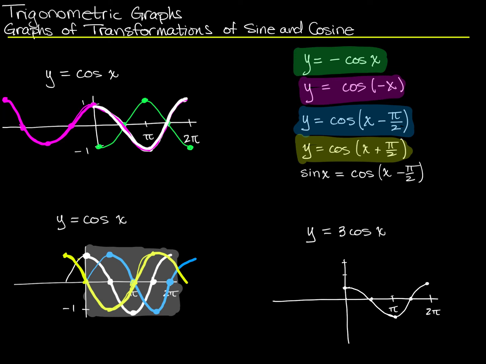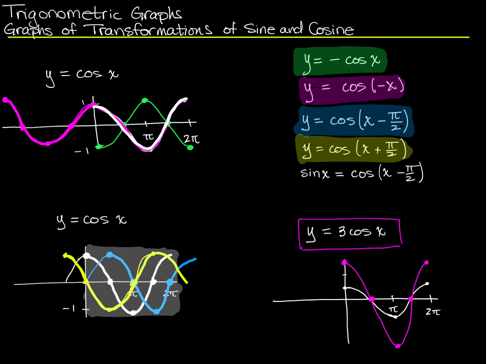Okay. Now, what 3 cosine x looks like. Let's see, what color should I use? I've used all my colors again, so I'm going to have to pick something. I'll go with pink. 3 cosine of x just triples all of my y values. So where I have a 1, I'm going to have a 3. Where I have a 0, I'm still going to have a 0. And where I had a negative 1, I'm going to have a negative 3. And this stretches my cosine graph by a factor of 3.